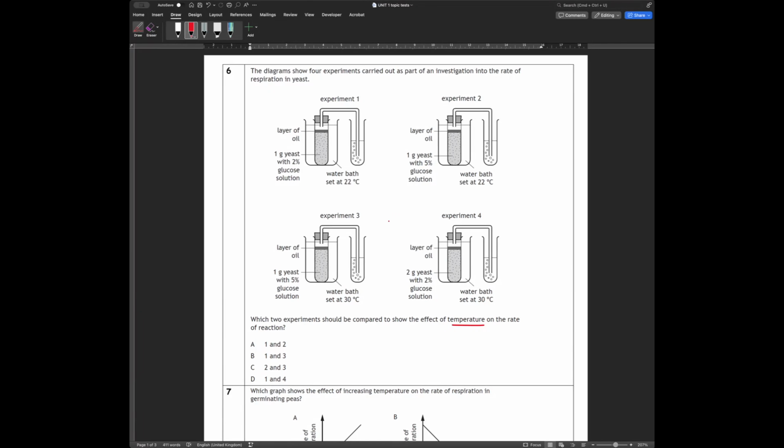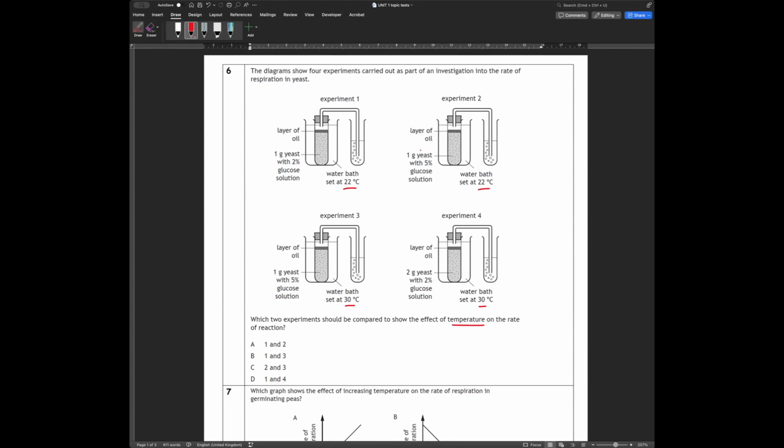So if we look through them, this one here is set up at 22, that's the same, and these 2 at 30, okay? So if we're comparing temperature, we're going to either go with one from the top and one from the bottom, okay? And we have to look at all the other factors as well. So for example, this is 1 gram yeast and 2% glucose. Now, do any of these down here have that? 1 gram yeast, 5%, that's not right. 2 grams yeast, 2%, that's not right either. So 1 does not match with either 3 or 4, okay?